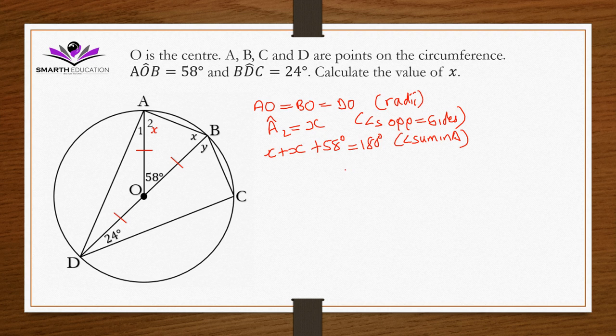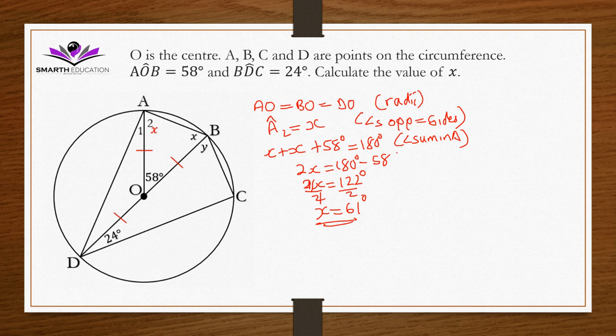Right, now we can have 2x is equal to 180 degrees minus 58. What is 180 degrees minus 58? 2x is equal to 122 degrees. Then we divide by 2 here, divide by 2 there, and x is equal to 61 degrees. You see that? Now we have our x there.